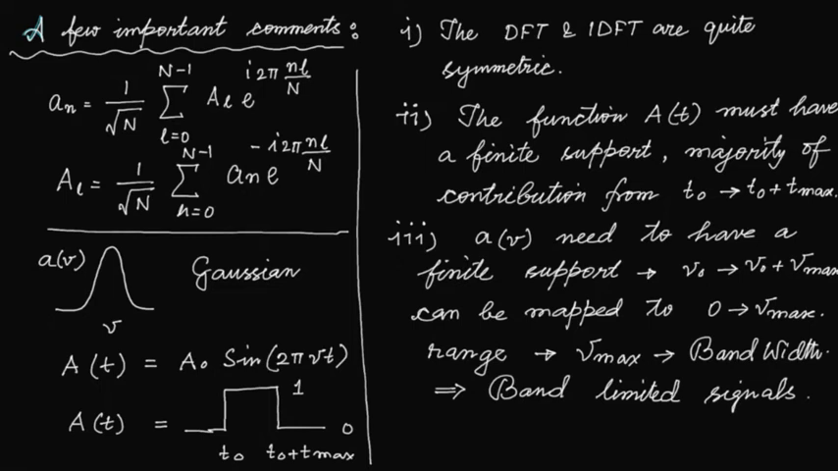Now, let me pose a question to you, so you should think about it. I will write down two signals here. Your job is to figure out offline which of these signals you can do Fourier transform on, which of these you cannot, and why. Let's say a(t) is some A0 sine omega t, or sine 2 pi nu t, because we are writing in nu. And the other signal is 0 all the time, but it becomes 1 in between t0 and t0 plus t max.